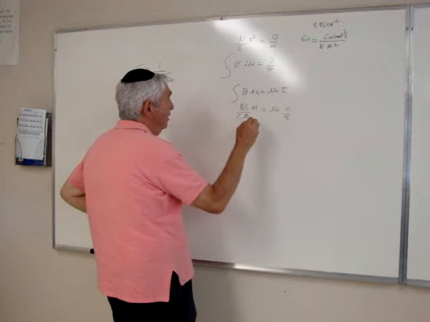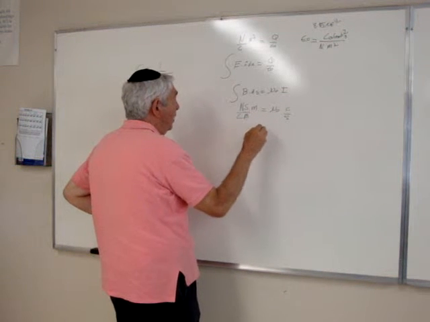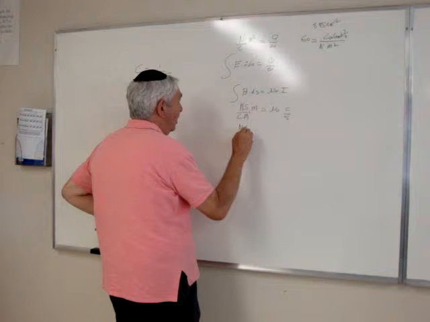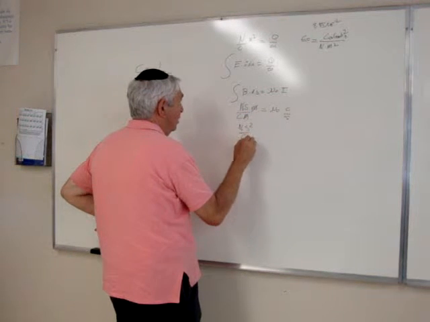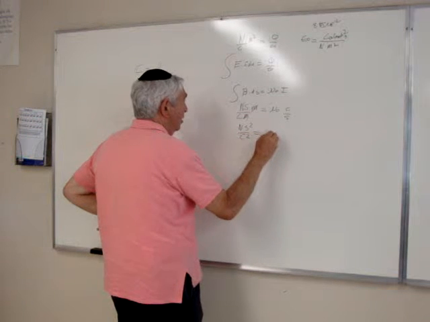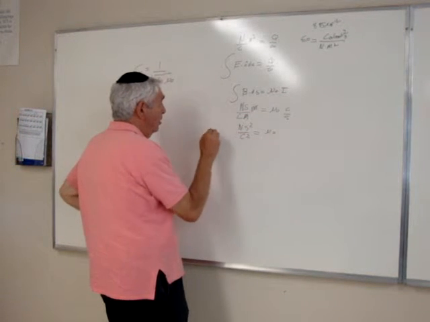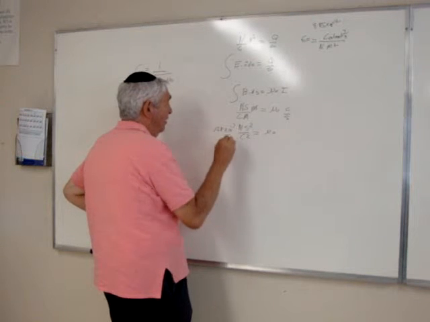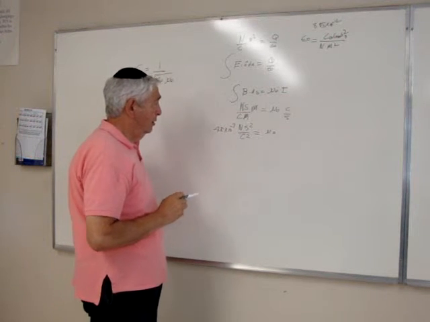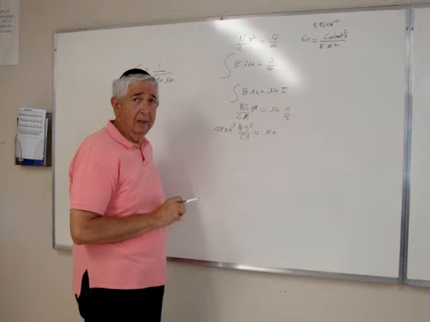So if I solve for this, what do I get? I have Newton seconds squared, these meters go out, per coulomb squared, and that's mu 0. Actually, mu 0 is 4 pi times 10 to the minus 7 Newton seconds squared per coulomb squared.